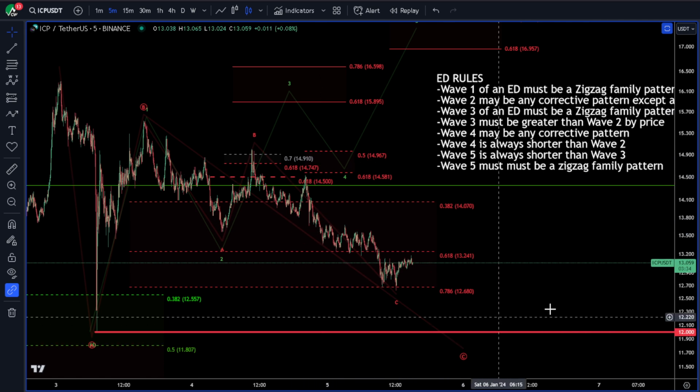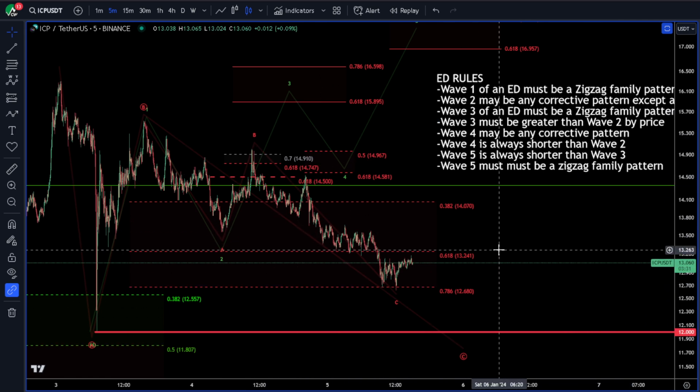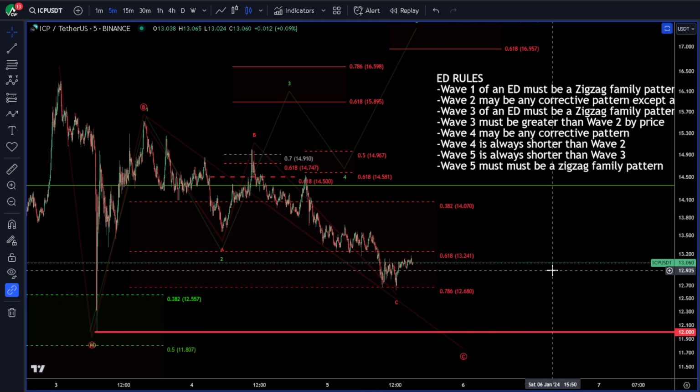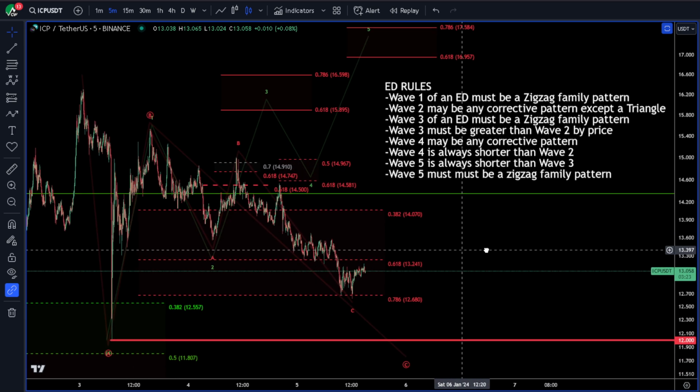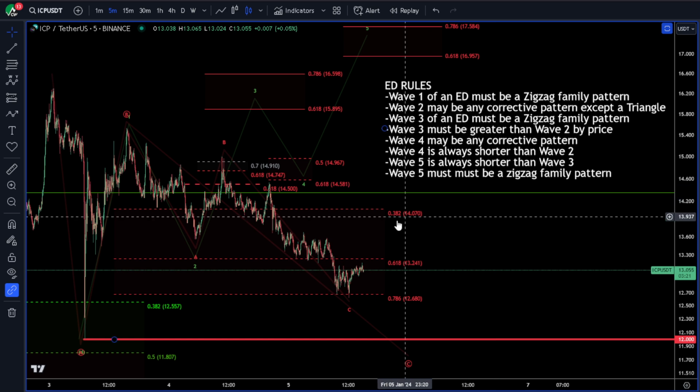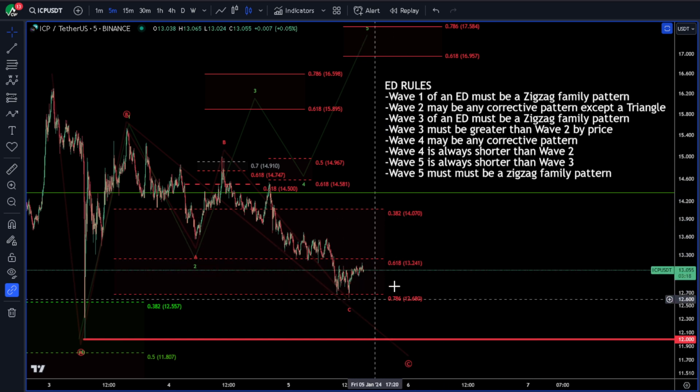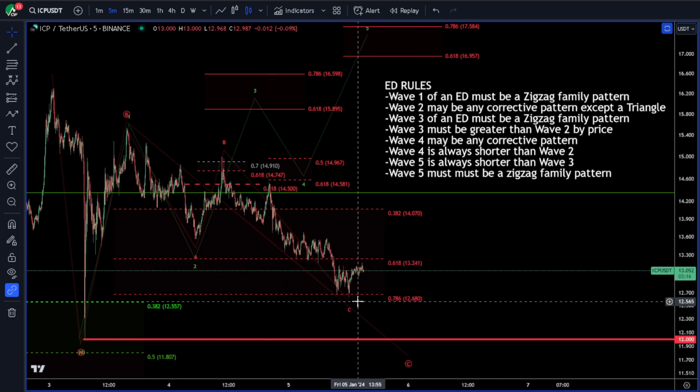So I'm trying not to overcomplicate things, but I want you to understand all the thoughts that go through your head when you're paying attention to Elliott wave. But going off these rules here, it appears we have a completed pattern, ABC.